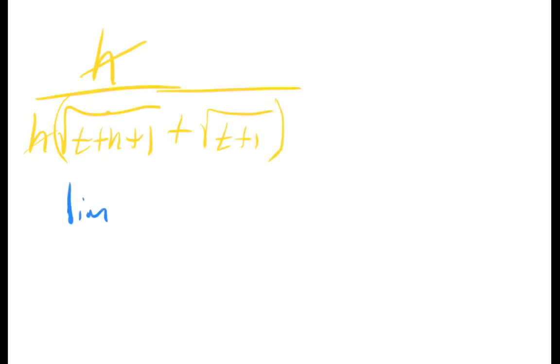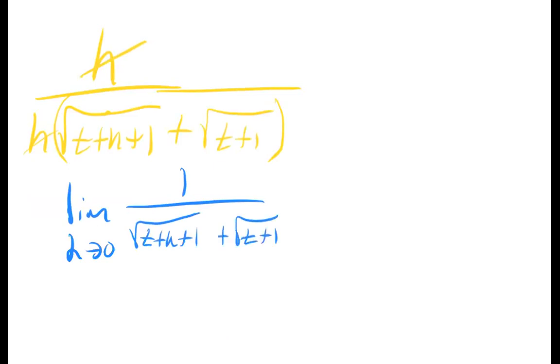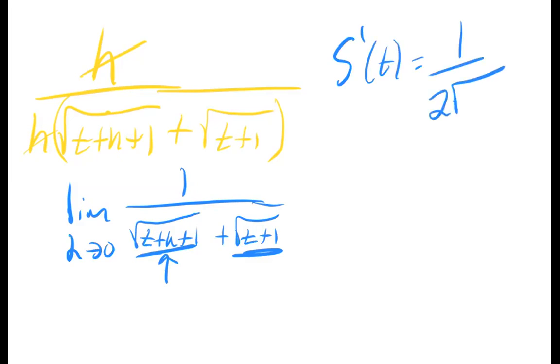So now we have the limit as h approaches 0 of 1 over the square root of t plus h plus 1 plus the square root of t plus 1. And what happens is if h gets to be 0, these two are the same. Yep. So that means s prime of t would be 1 over 2 of those radicals. Make sense? Oh, yep. Because I'd have this plus this. Because h is 0 then. Yep, as h approaches 0, exactly.